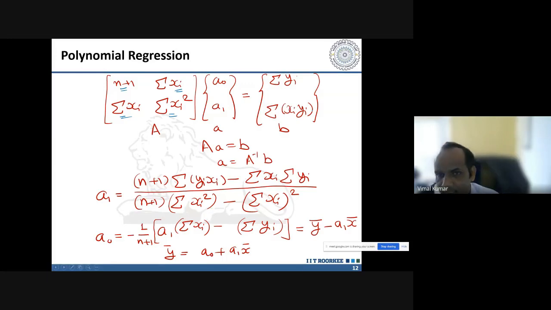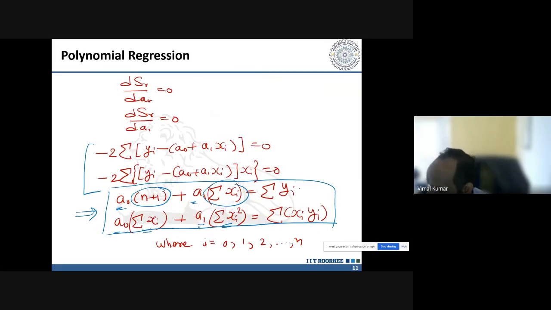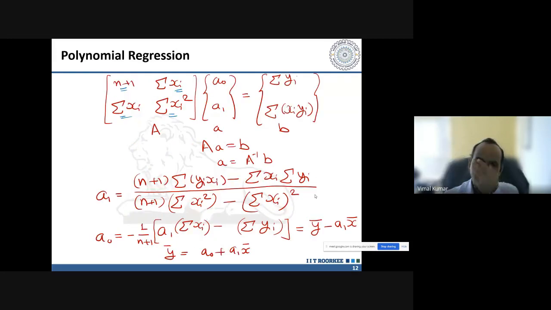is equal to sigma y_i and sigma x_i y_i. So that is the right hand side. If you see here, this is sigma y_i, sigma x_i y_i. So that means I have converted that into matrix form. Let's say this is my coefficient matrix A, this is my solution vector a, and this is my right hand side vector B. A a is equal to B, or if I want a0 and a1, a is equal to A inverse B. I can do that.